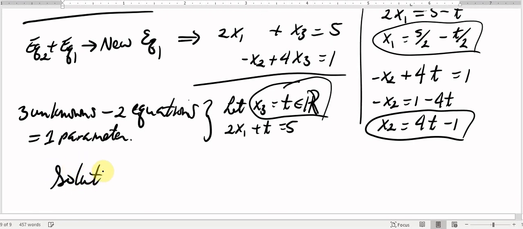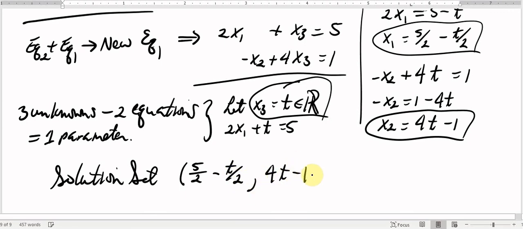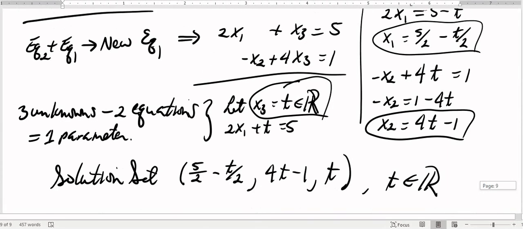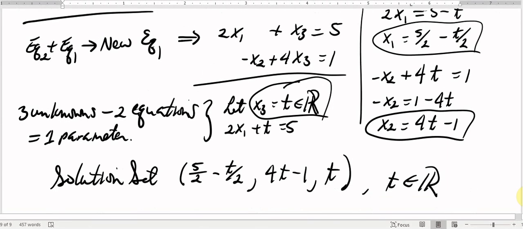So here the solution set, x sub 1 is 5 over 2 minus t over 2. x sub 2 is 4t minus 1, and then x sub 3 was t, right? And then the choice for t could be any real number. Does that match up with what they have? Yeah, it looks good. Okay, so we're going to stop there.